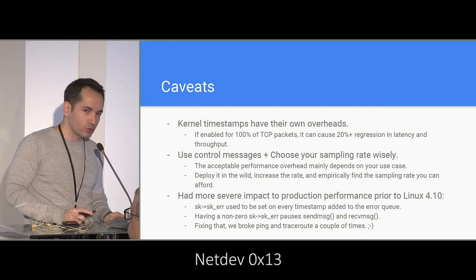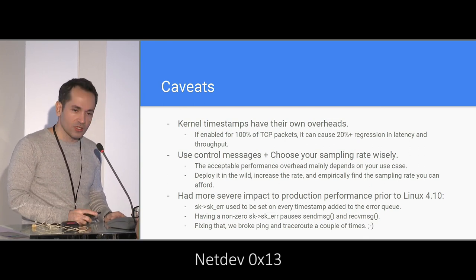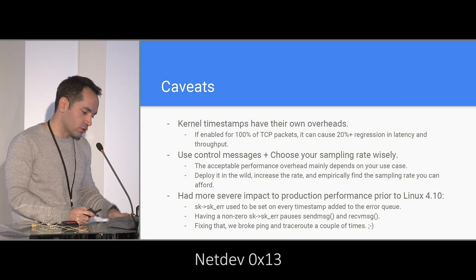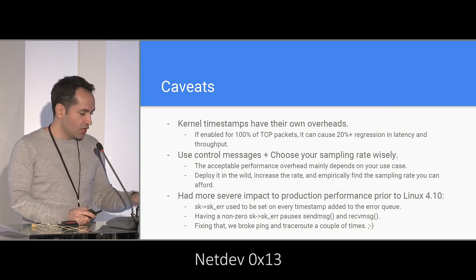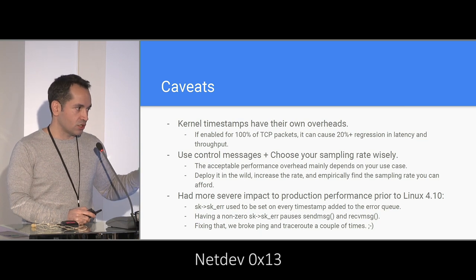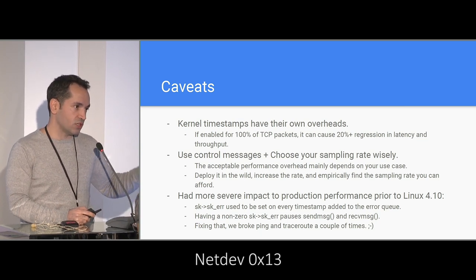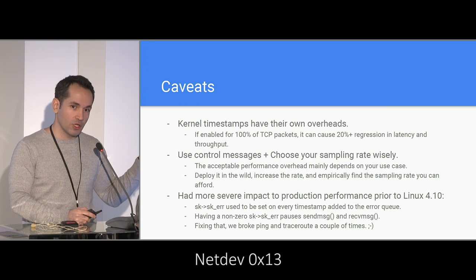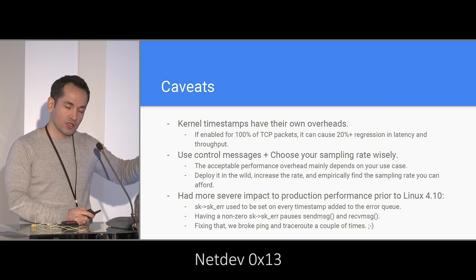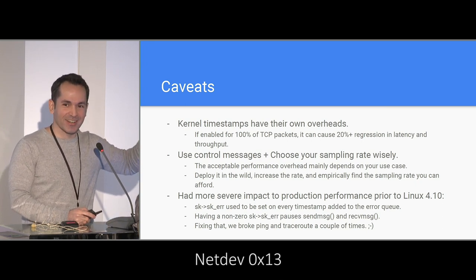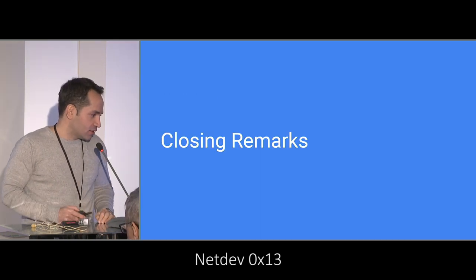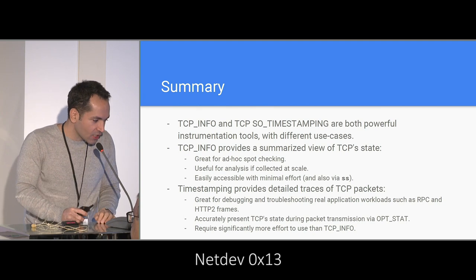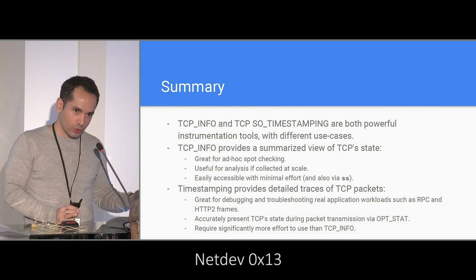So there's no bug reported as far as I know, and it's very stable to use now with pretty good performance. Your I/O aren't going to be paused. This is exactly the same reason in TCP zero copy, Willem used an error code of zero. So before this patch, zero would be set on SK error so that your I/O is not paused. So these two mechanisms are both very useful.